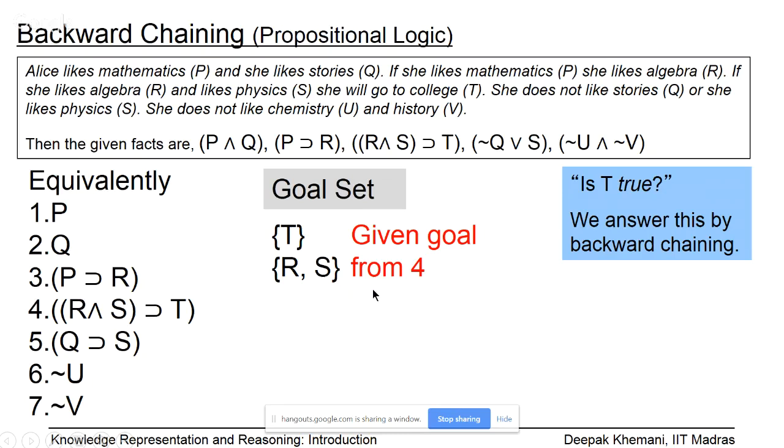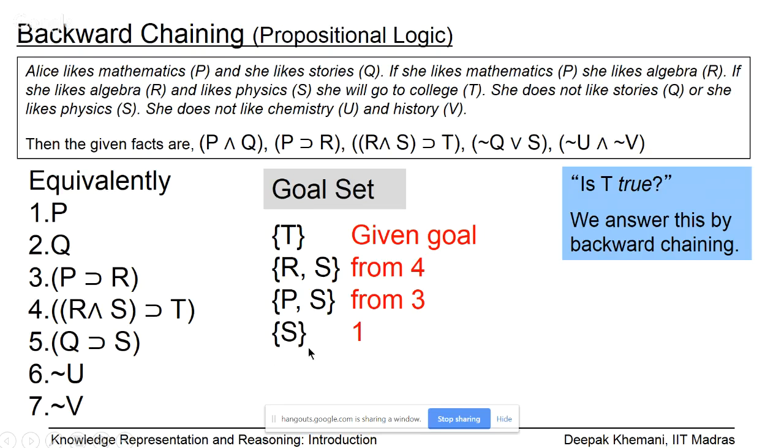Now to show them, we can in turn to show that R is true, we can use the rule P implies R, and say that to show that R is true, show that P is true. So now our goal set has become P and S. Then P is given to us, so that's already true.